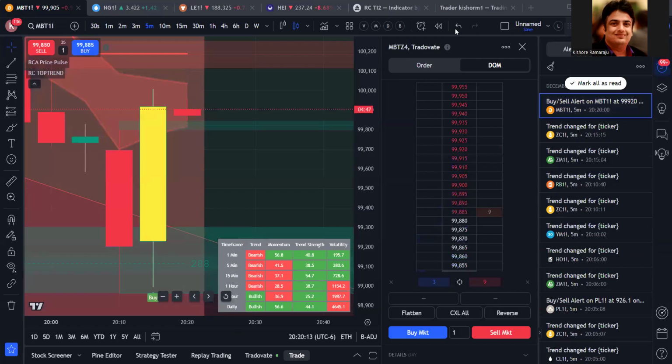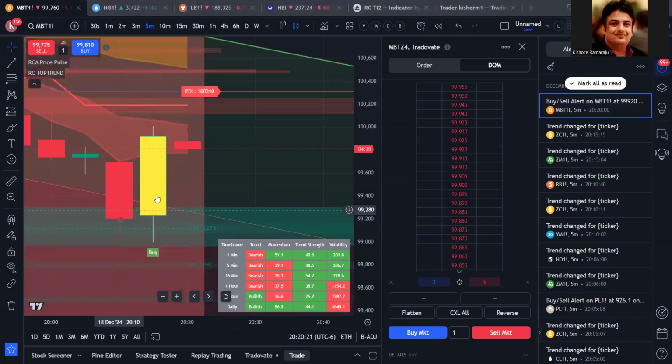Now enable the chat window. So whenever you get a buy or sell signal, right? For example, I got a buy signal. Your background should be green. Your price pulse should be blue. This table should be mainly these two columns should be mainly green.